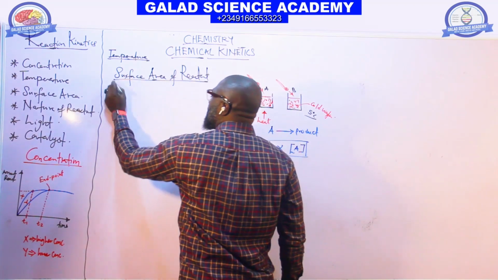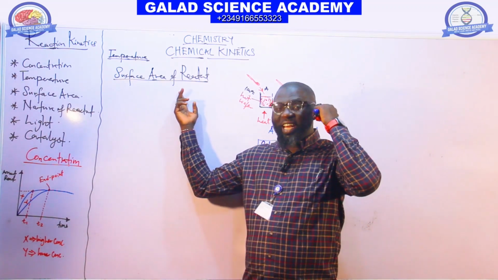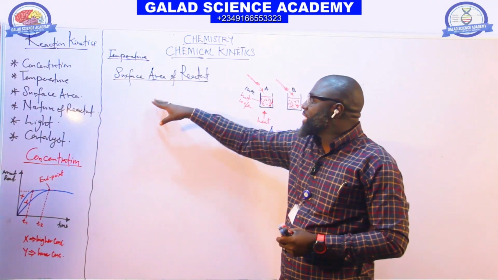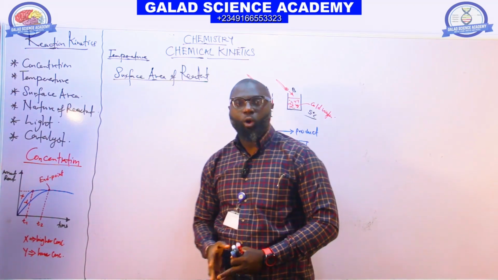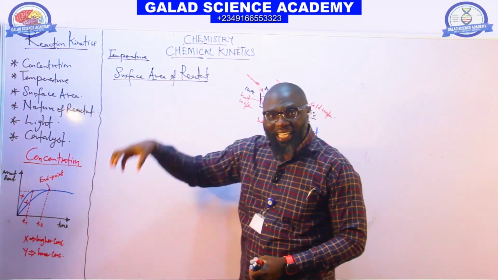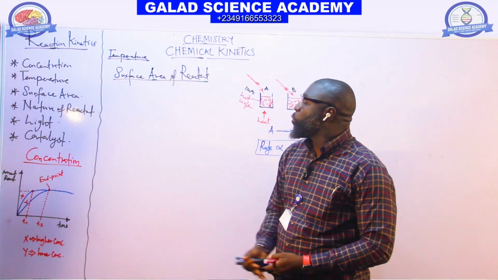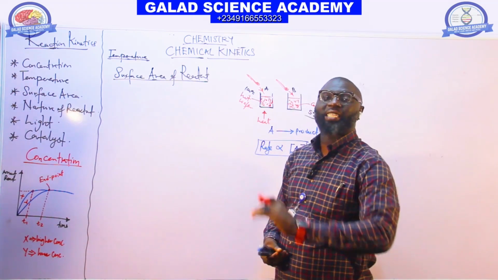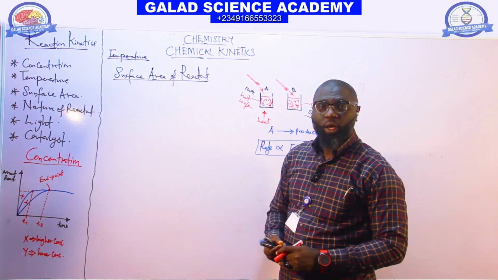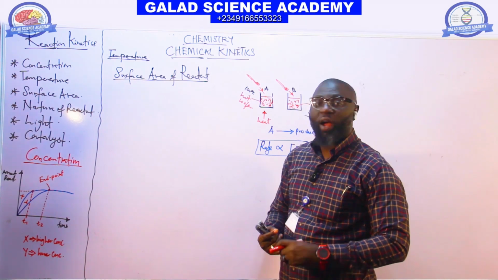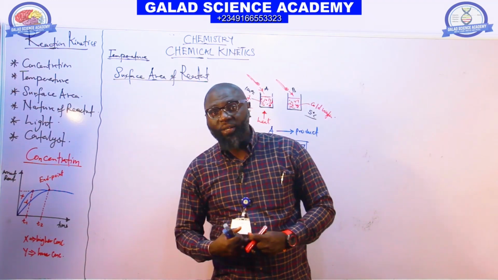Of reactants. So the surface area of a reactant of a reaction represents the state at which the reactant of the reaction occurs. It tells us the state at which the reactant of the reaction is. So the surface area can exist in three forms: solid, solid chips, and powder form.